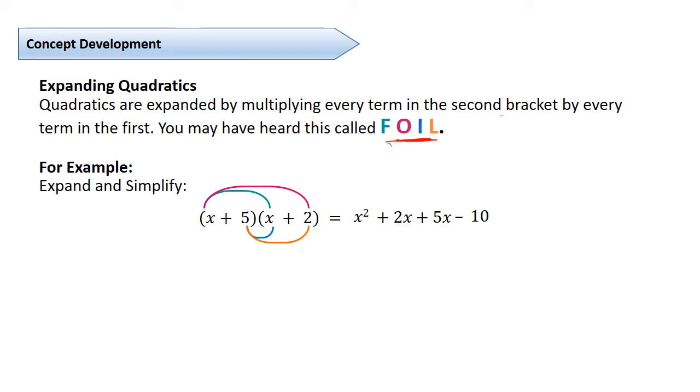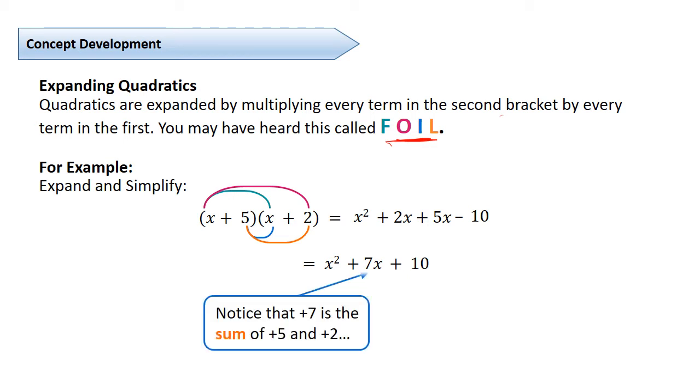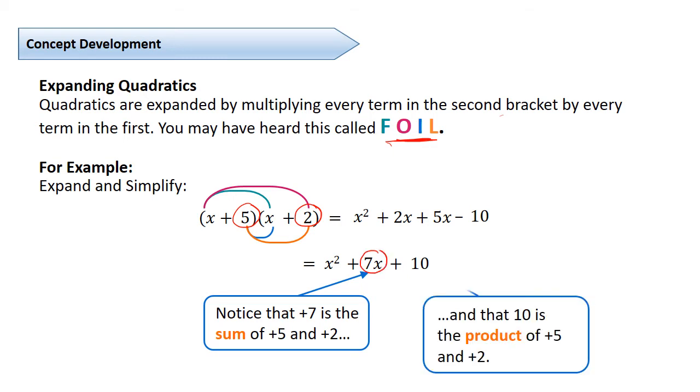Now, there is a nice little pattern that maybe some of you guys have started to identify. We have that 7 is equal to the sum of these two non-x numbers, okay? 5 plus 2 adds up to 7, okay? 10 is equal to the product of our non-x numbers. And that is something that occurs for all of these quadratic binomial problems.